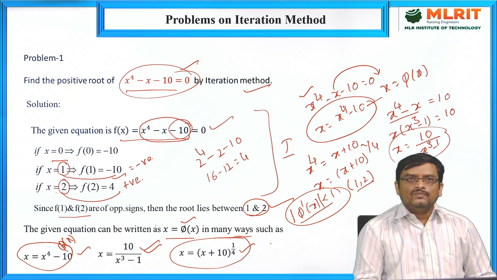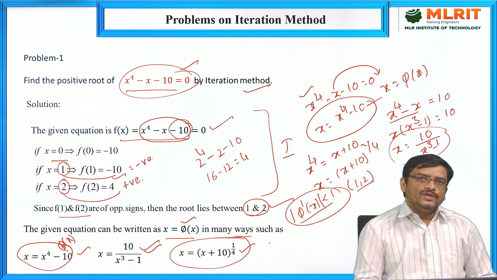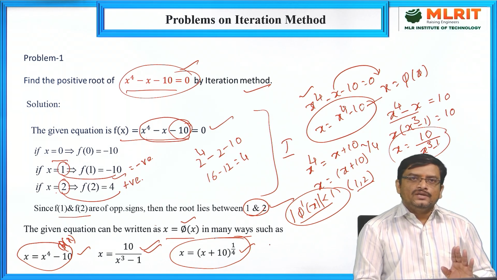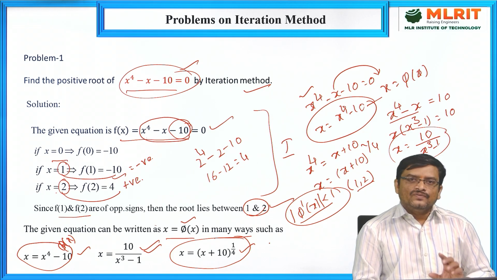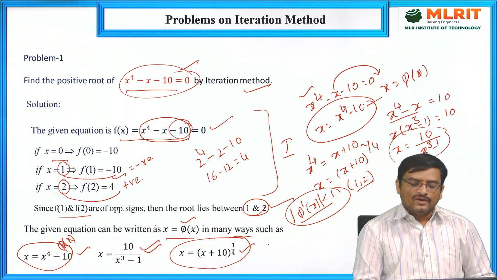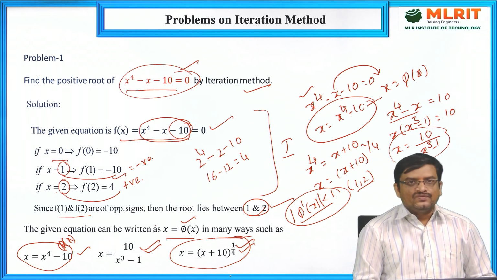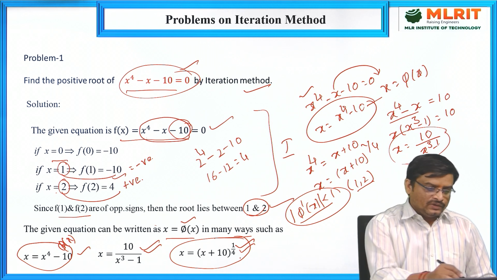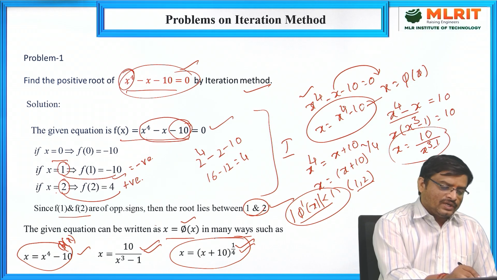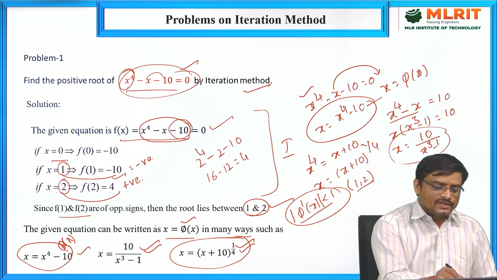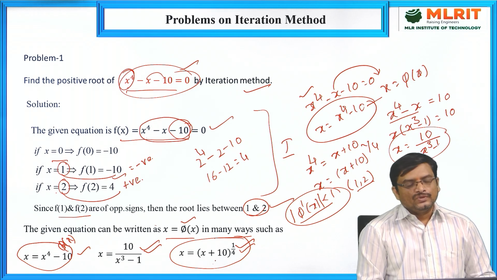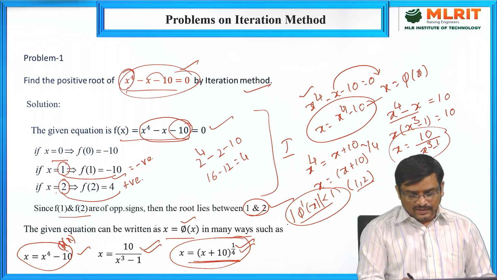Whenever we have a polynomial equation, you first identify the highest degree term in that polynomial. From that highest degree term, whatever form we get in the form of x is equal to phi of x, you consider this form, and definitely it will satisfy this condition. So this is the highest degree term, x power 4. You keep this term as it is and send the remaining terms to the other side, and from this you get the x is equal to phi of x form. So this will satisfy the given condition.